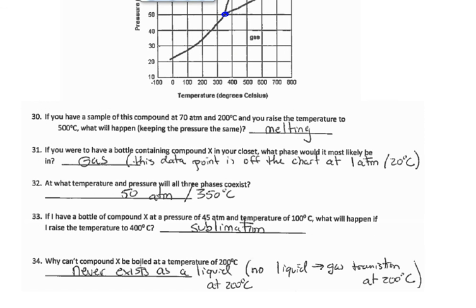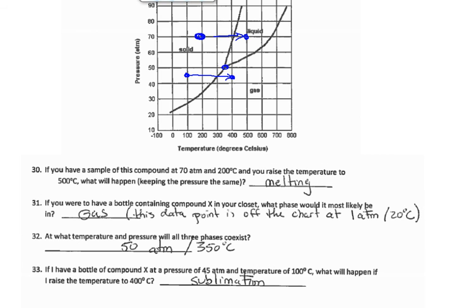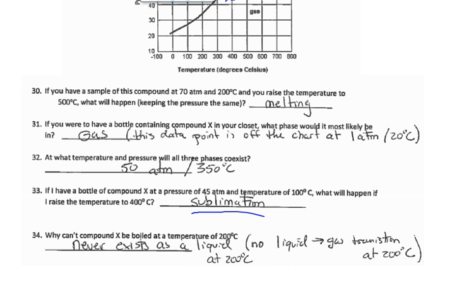If you have a bottle of compound X at a pressure of 45 and a temperature of 100, what will happen if the temperature is raised to 400? Right here. So you are going from solid to gas when you do this. You're going from the solid phase through to the gas phase. That is called sublimation. That is the term for changing a solid directly into a gas without melting it.